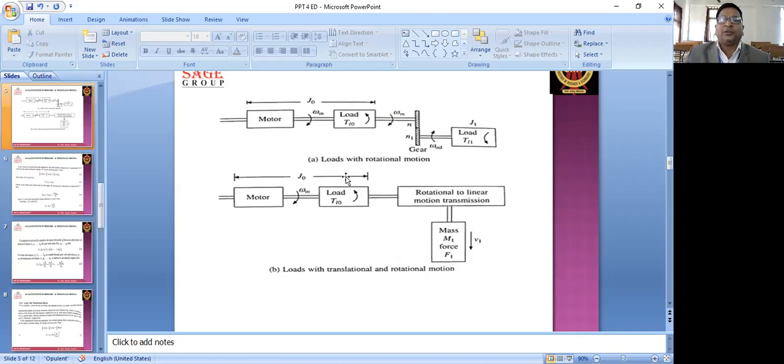This is the diagram of the rotational motion, and this one is the translational motion. This one is the motor M with motor load TL0, inertia J0 and speed omega m, and the gear system with N and N1, that is the teeth ratio A1. And this is the other load where the moment of inertia is J1 and load torque is TL1. And this one is the translational motion diagram.